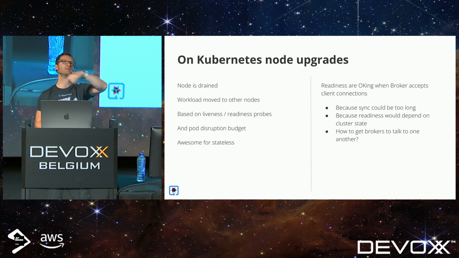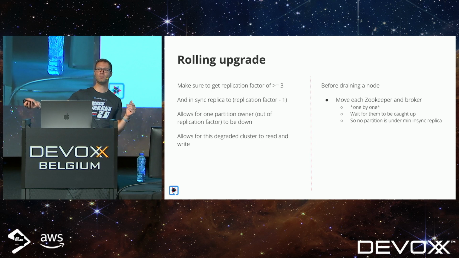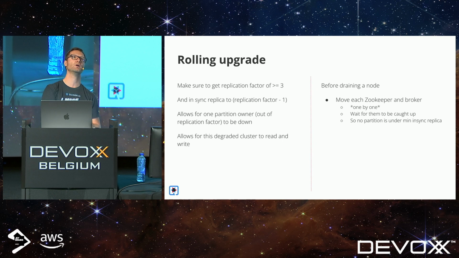Okay, so how do you do it the safe way? Make sure you've got a replication factor of 3 at least, and then your min in-sync replicas to 2, so you can lose one node and still behave and read-write fine. And essentially what you do, when you drain a node, when you remove it, you will remove one ZooKeeper, restart one, wait for it to be ready and in sync, and then move to the next one, and then the next one. And same for Kafka. So moving to the next one and waiting for it to be ready is really the thing you need to think about and be working fine.